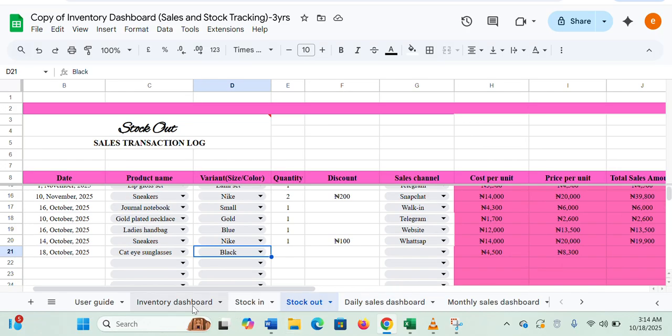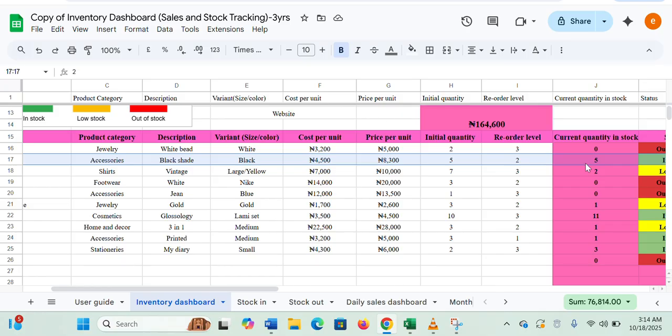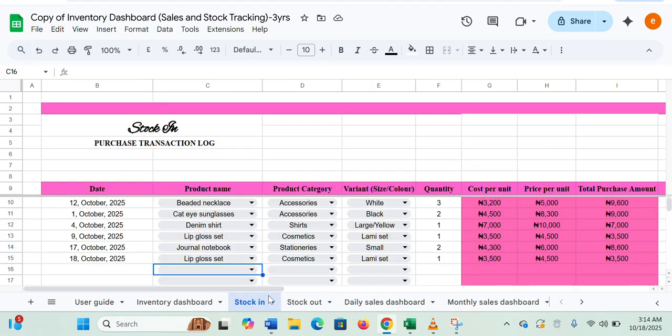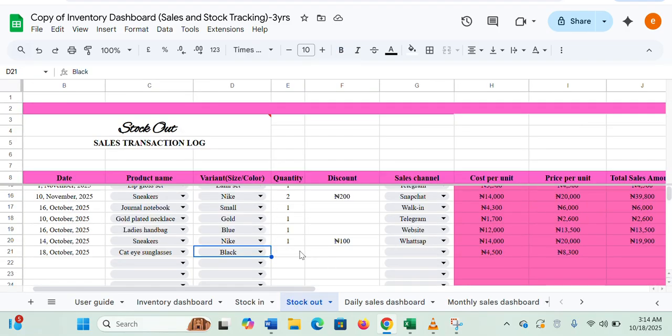So for example, I want us to be very sensitive to this. At the beginning, we had five cat eye sunglasses in stock, but let's say I want to sell two cat eye sunglasses. Two. Again, if you've noticed, it automatically calculates the total sales amount for that cat eye sunglasses. The price of cat eye sunglasses is 8,300. You sold two. There's a formula that helps you calculate the total sales amount. 8,300 times 2, 16,600. Do you understand?